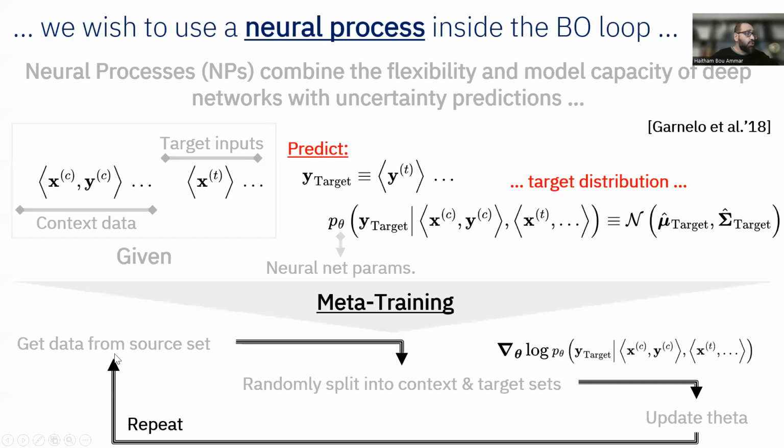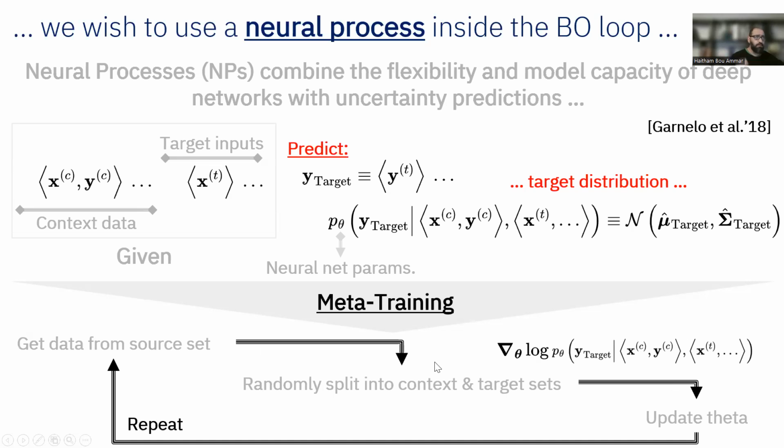So what you do is you get data from the source set. You randomly split this data into context data and target inputs. And then you simply update the theta parameters by the likelihood, the log of Y target conditioned on the context data and the inputs that you stripped away from the Y. You update the theta and then you repeat. You sample again, split the data into a context data and a target data set, then you just do gradient of the log over and over again.